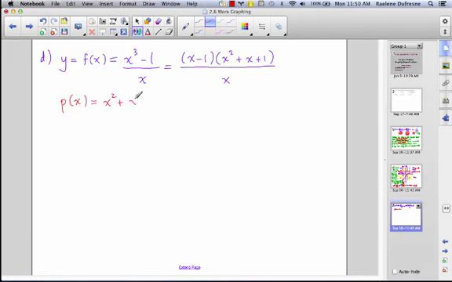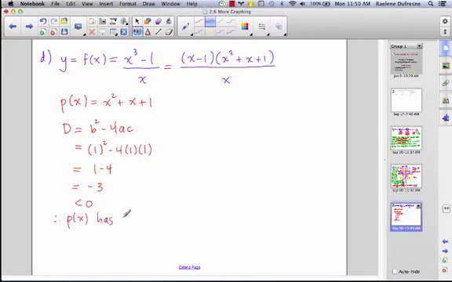And so to do that, I'm going to work out its discriminant. The discriminant is b squared minus 4ac, which is going to give me 1 squared minus 4 times 1 times 1. And we get 1 minus 4, which is -3. And because the discriminant is less than 0, therefore p of x has no real roots. As a result, the y-coordinates on this parabola will either only ever be positive or negative. The y-coordinates cannot change sign.